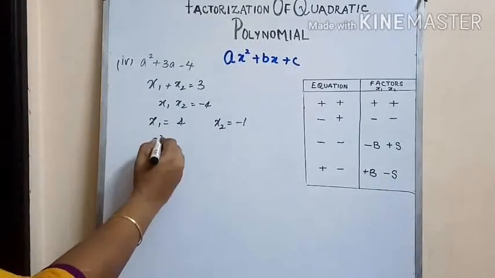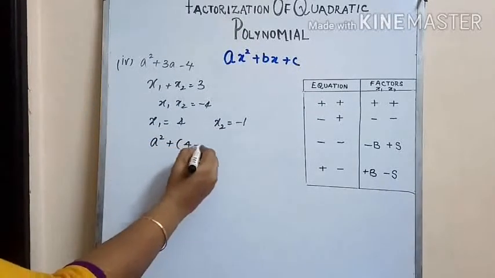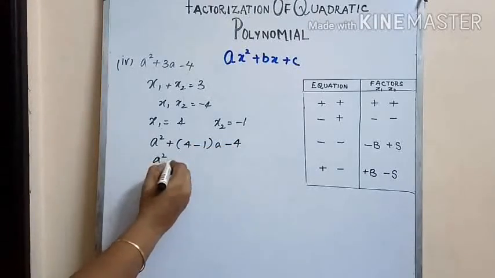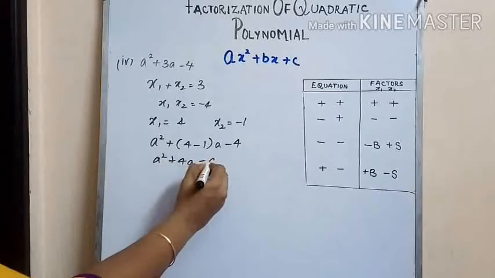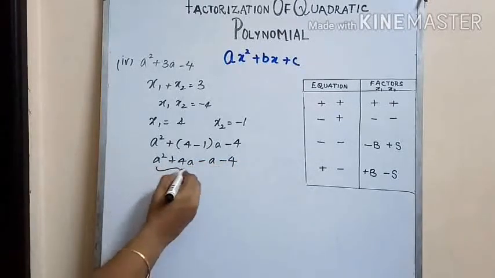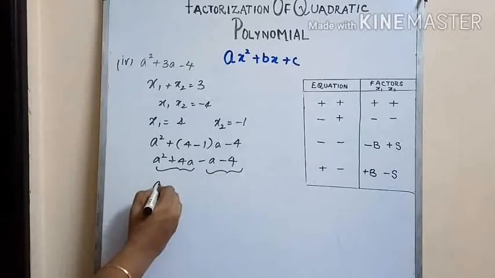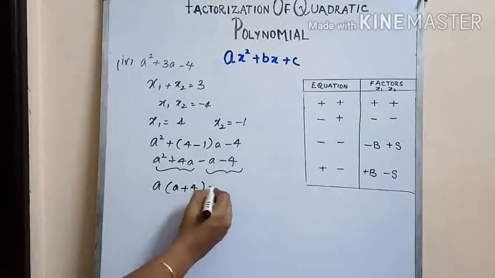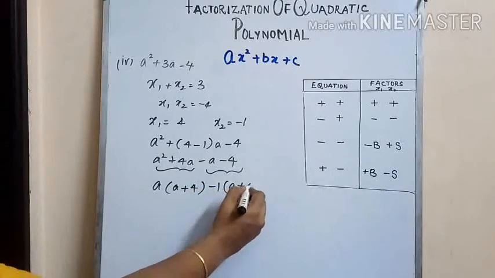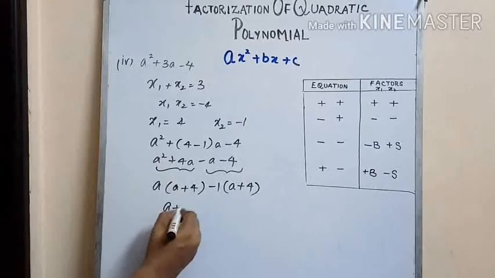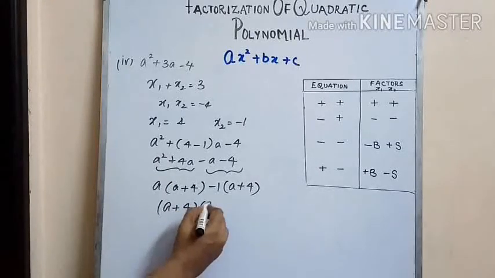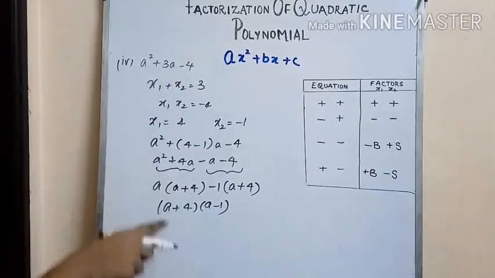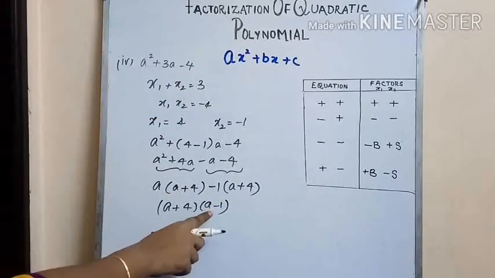So the equation will be written with the split middle term, and the grouping goes like this. a is the common factor, so a plus 4. Here -1 is the common factor, so a plus 4. So a plus 4 is a common factor and a minus 1 is the other. So the factorization of this polynomial is a plus 4 into a minus 1.